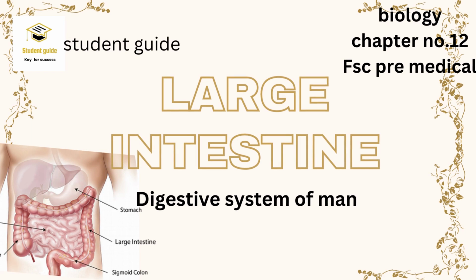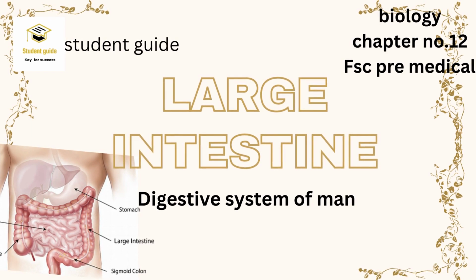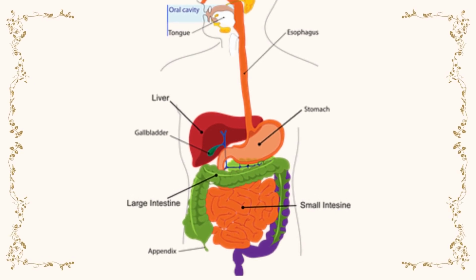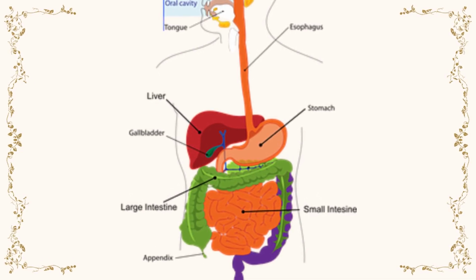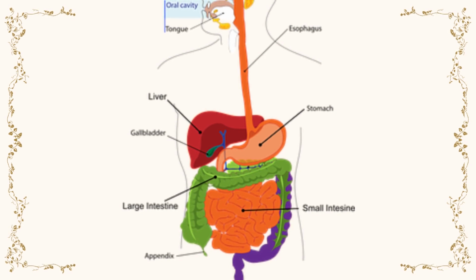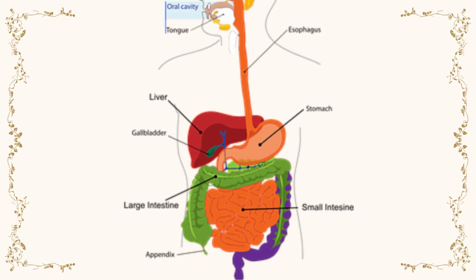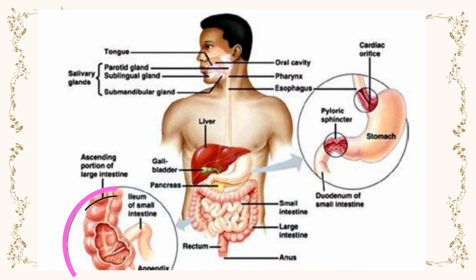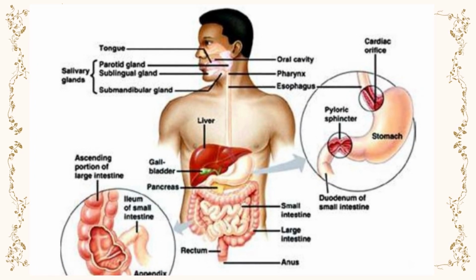This topic is from chapter number 12, first year biology. This is the last topic of the digestive system of man. Here you can see the location of the large intestine in the digestive system. Oral cavity is present, then esophagus, then stomach, then small intestine, and at the end the large intestine is present. Our today's topic is the large intestine. Here you can see again the location of the large intestine.